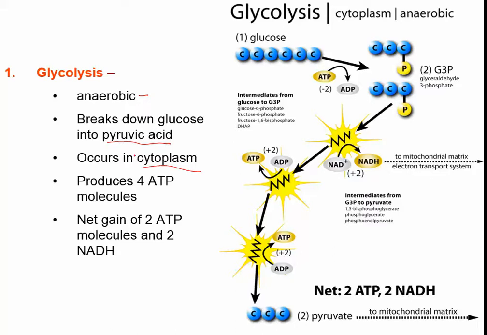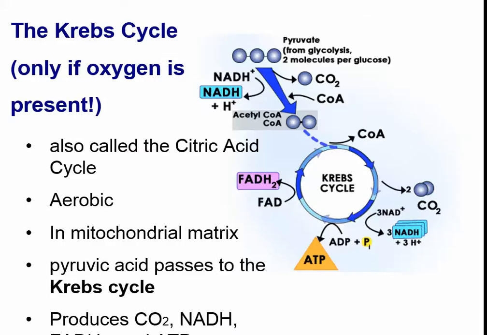Now this pyruvic acid, another name for it is pyruvate, is going to go to the matrix of the mitochondria. And this is where the Krebs cycle occurs, if oxygen's present. It occurs in the mitochondrial matrix, and then it will pass to the Krebs cycle. And it produces CO2. You see the CO2 here, some CO2 here, a little bit there. NADH, FADH2, and ATP. You can't really see that because that's at the bottom of the screen.